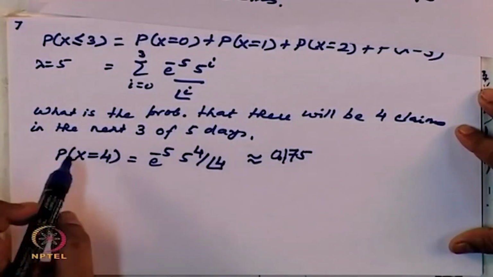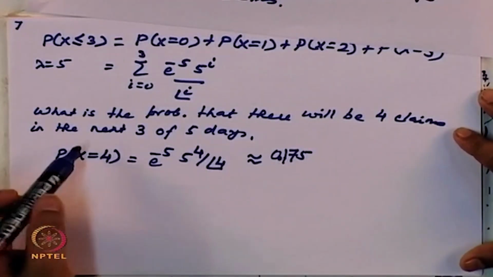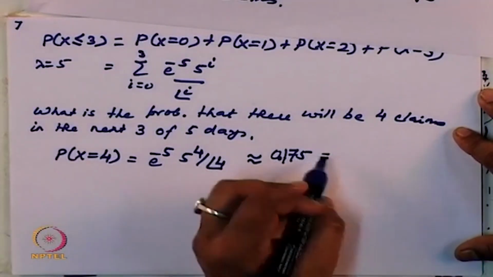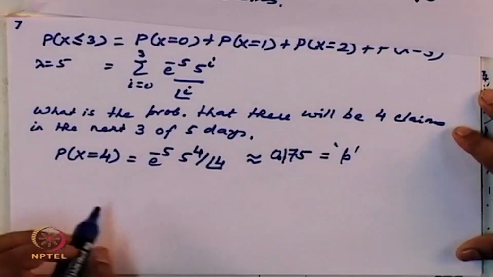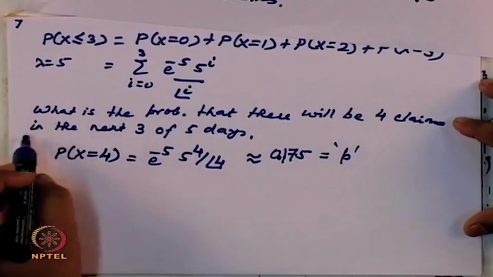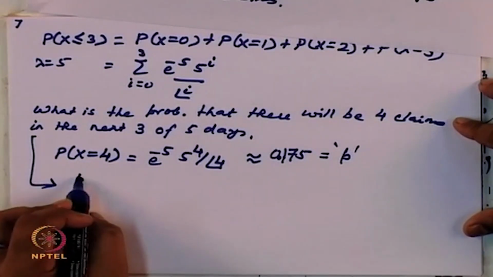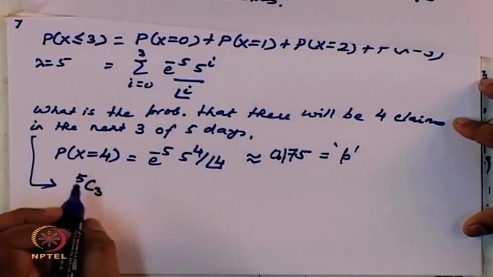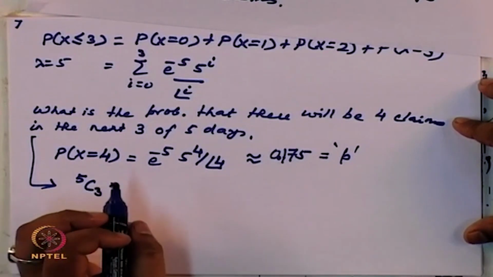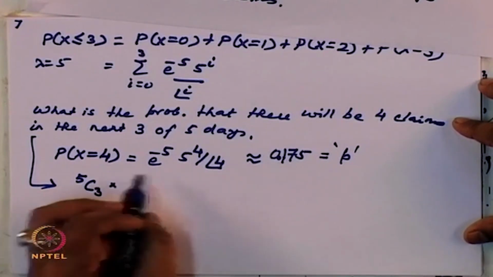Now if you look at the second part of the question, there will be 4 claims in the next 3 days. So in a sense you get the idea that you have to combine. The probability you get is the probability of success in a binomial random variable. So your answer in this case is basically 5C3. In any 3 of the 5 days you will get 4 claims.